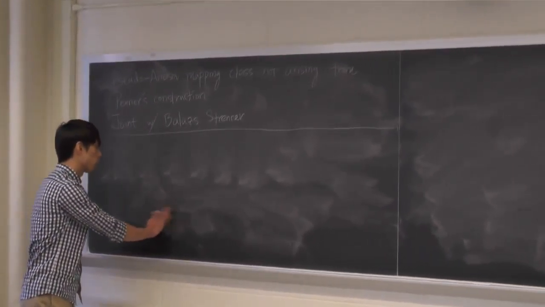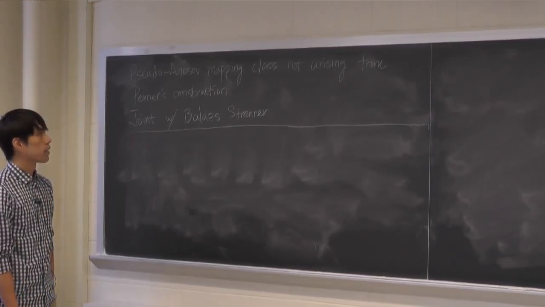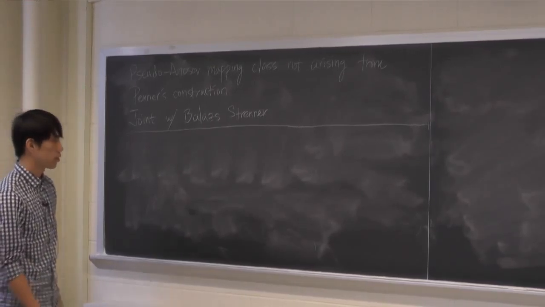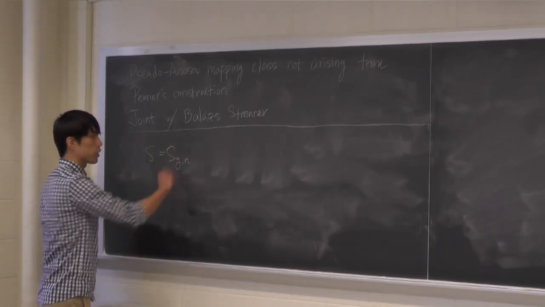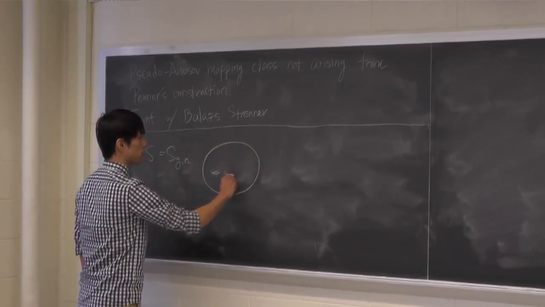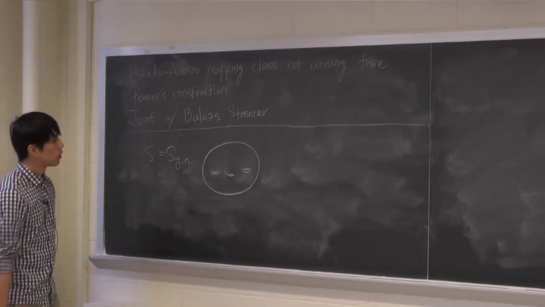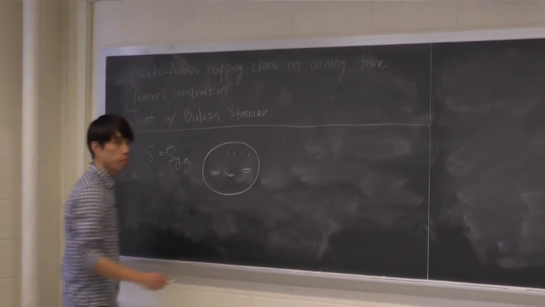first, and then I will talk about pseudo-Anosov mapping classes not arising from Penner's construction. So let S_{g,n} be an orientable surface of genus g with n punctures.